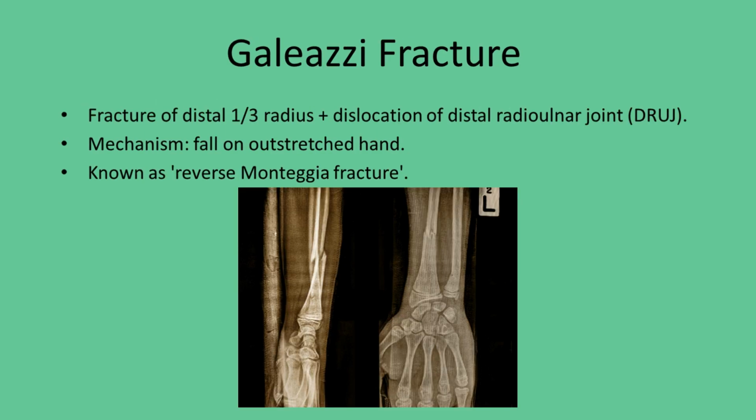This slide shows a Galeazzi fracture, which involves a fracture of the distal radius, one of the forearm bones near the wrist, and a dislocation of the distal radial ulnar joint, or DRUJ. This typically occurs from a fall on an outstretched hand. The image displays an X-ray showing the fracture in the radius and the dislocation at the wrist joint. This injury is sometimes referred to as the reverse of a Monteggia fracture because the locations of the fracture and dislocation are different. Proper diagnosis and treatment are essential to restore function to the wrist and forearm.